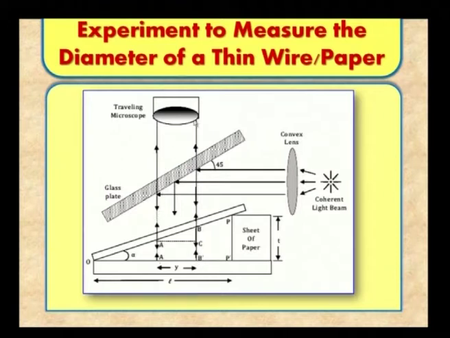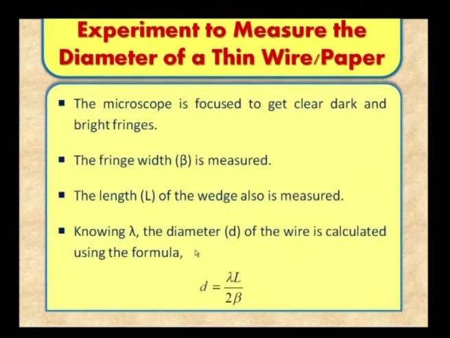By looking through the travelling microscope, make the crosswire coincide with the mth dark band. Next, move your microscope so that the crosswire coincides with the m plus 1th dark band. The distance that separates the two bands is beta. So beta is measured. The microscope is focused to get clear dark and bright bands. The fringe width beta is measured. The length L of the wedge is also measured. Knowing lambda, the diameter D of the wire is calculated using the formula here. This is the formula that should be used now.